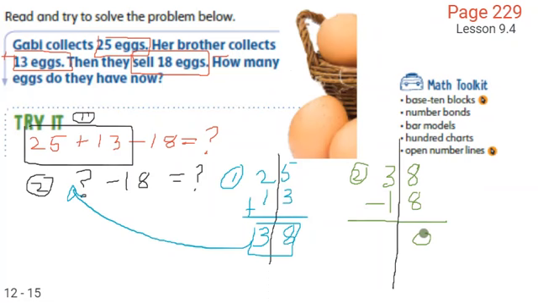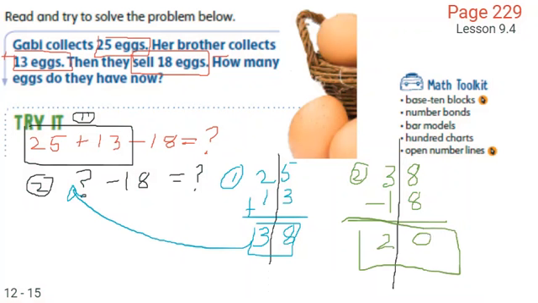So 8 minus 8 is 0. 3 tens minus 1 ten is 2 tens. So that's going to be 20. So how many eggs do they have now? They have 20 eggs, right? I want you to go check it out and see if you can get the same answer for that, okay?